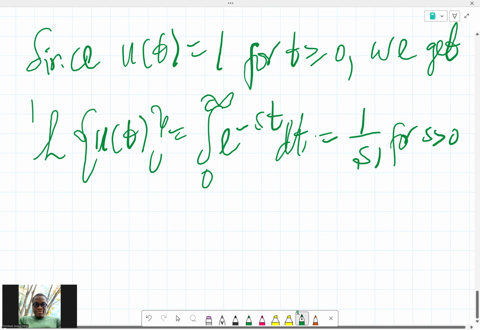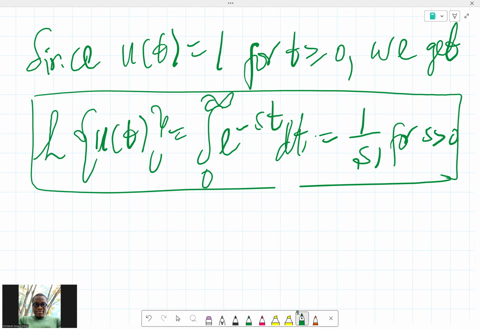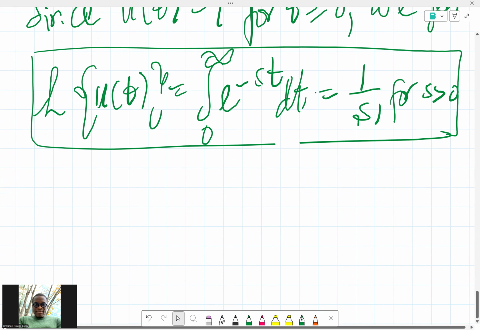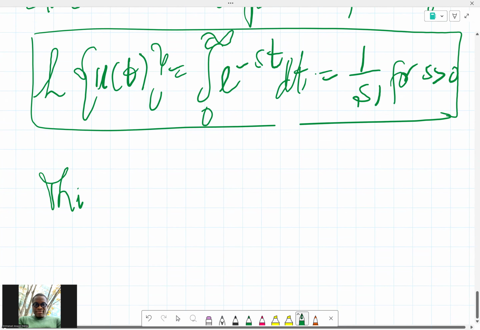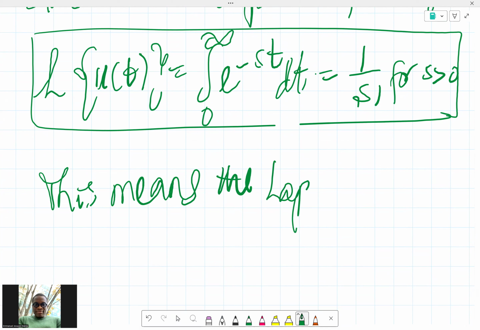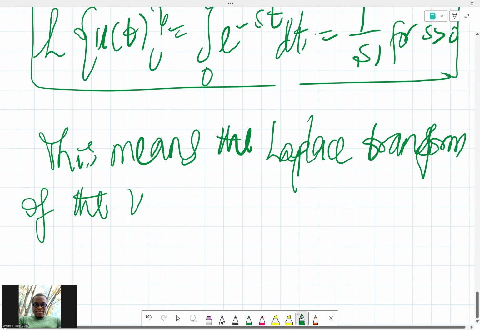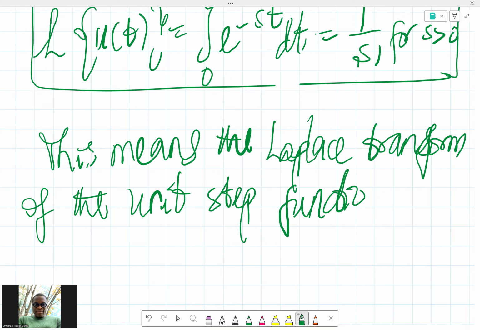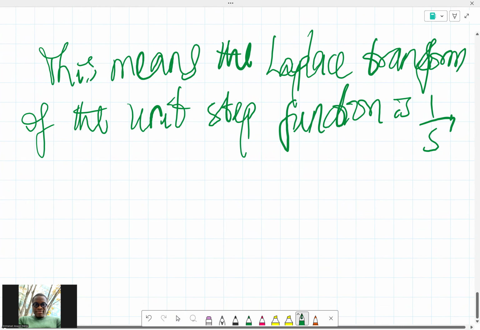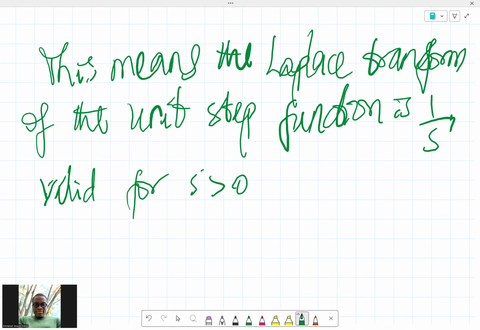So we have this for that part. This simply means the Laplace transform of the unit step function is 1 over s, and it is valid for s greater than 0.